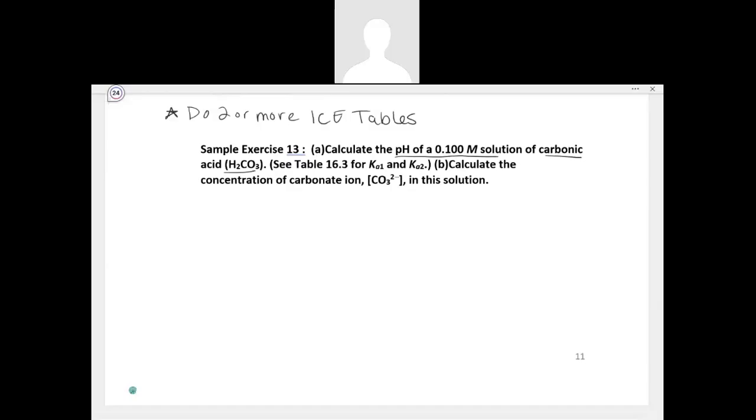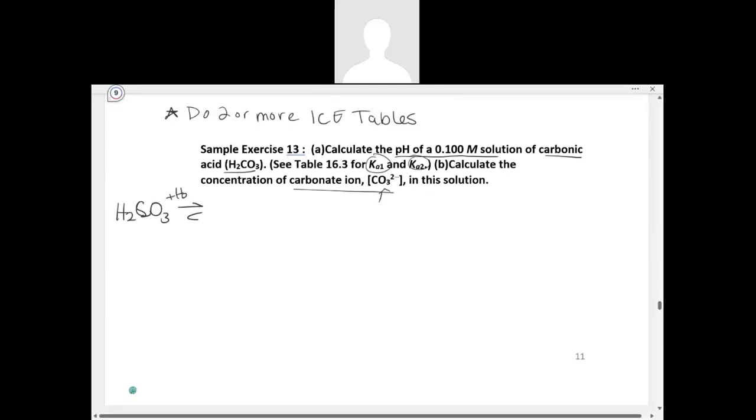So we're given the formula. We'll look up the Ka1 and Ka2, and then we're asked to calculate the concentration of the carbonate ion in this solution. So we'll definitely have to do the second ICE table, because we need the second ionization to occur in order to get this conjugate base here. So let's start with the first ionization, H2CO3. We add that to water. We can ignore that because that doesn't affect our equilibrium.